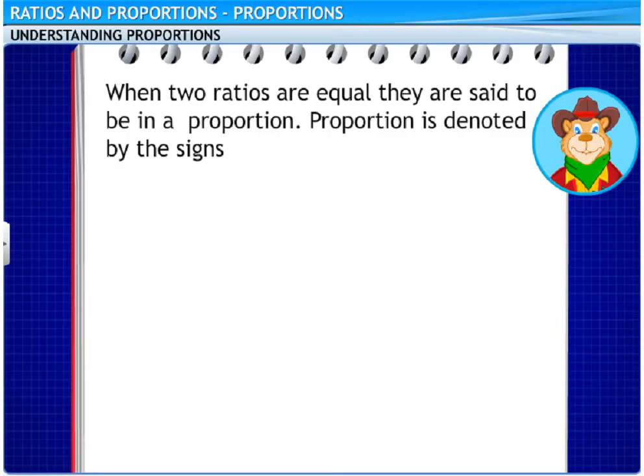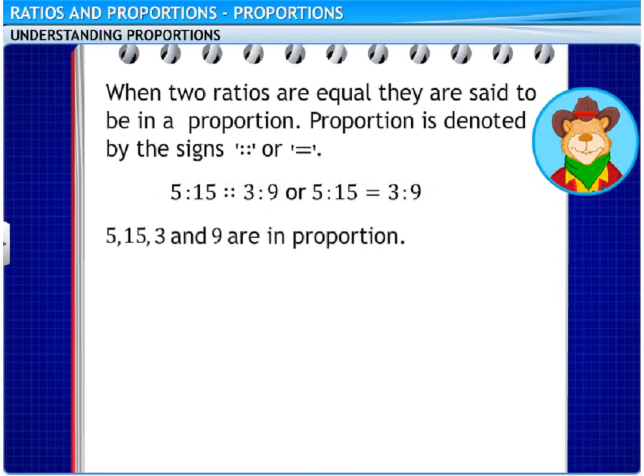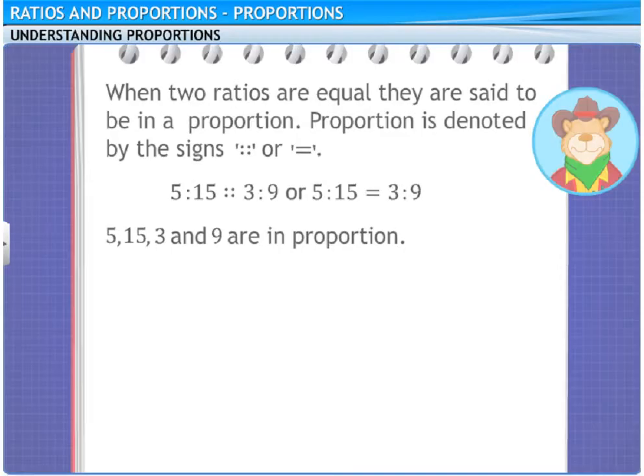Proportion is denoted by the signs :: or equal to. For example, ratio 5:15 is proportionate to ratio 3:9, and it is written in the manner shown. It is read as 5:15 as 3:9, or 5:15 is equal to 3:9. The quantities 5 and 15 and 3 and 9 are said to be in proportion.